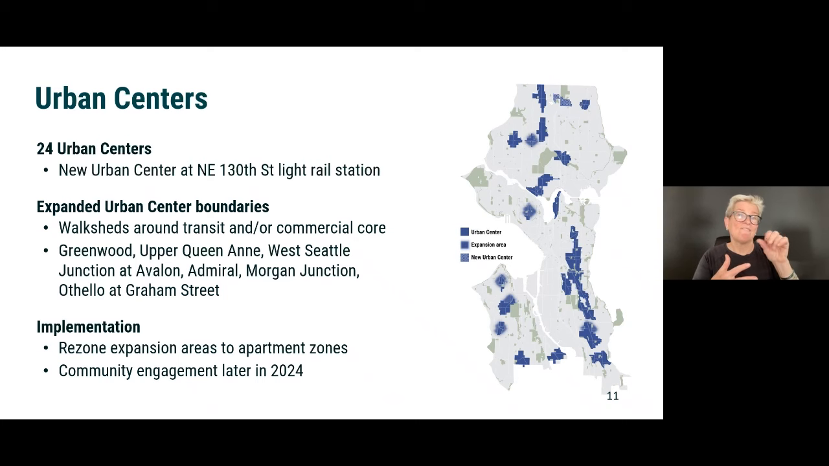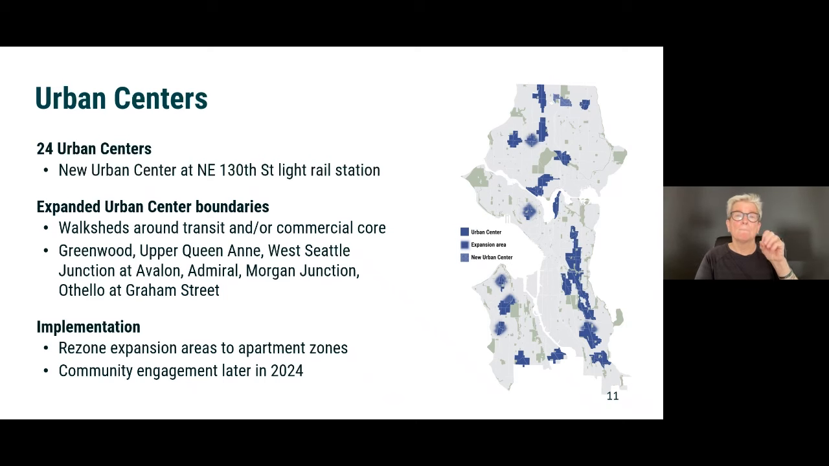But there are also some areas that have been in place since 1994, but have very small boundaries. And so we'd be expanding those areas so they're more consistent with other urban centers. And you can see those areas on the map as Greenwood, Queen Anne, Admiral, and Morgan Junction.